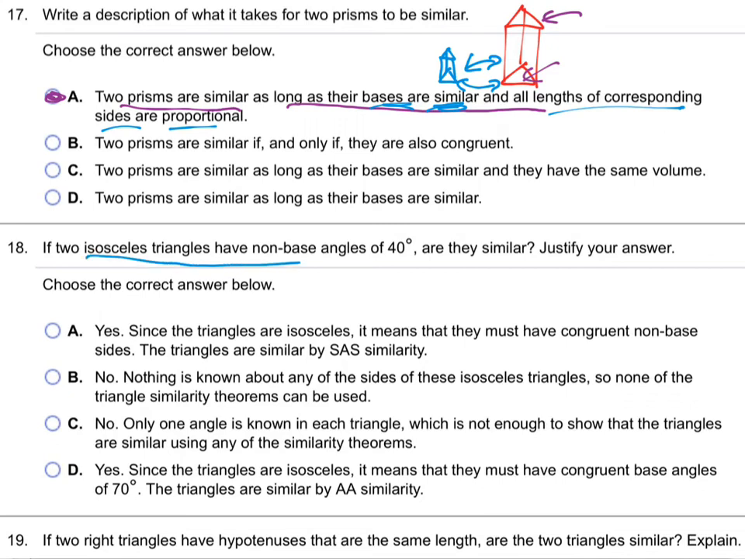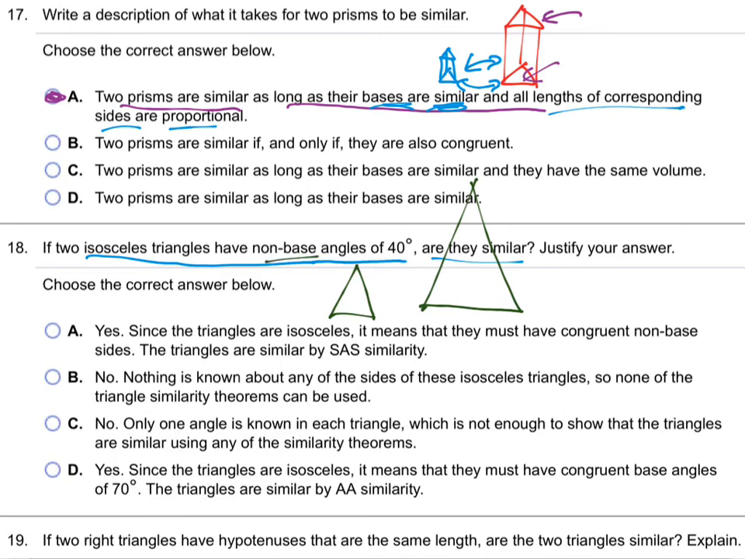If two isosceles triangles have non-base angles of 40 degrees, are they similar? So isosceles triangles. So like a triangle like that, and maybe a bigger one like that. Isosceles, two equal sides.